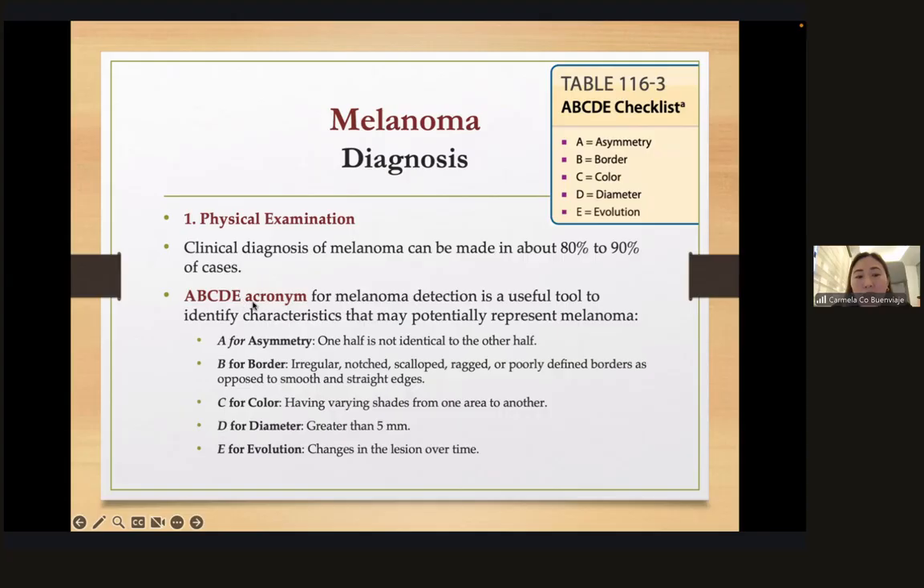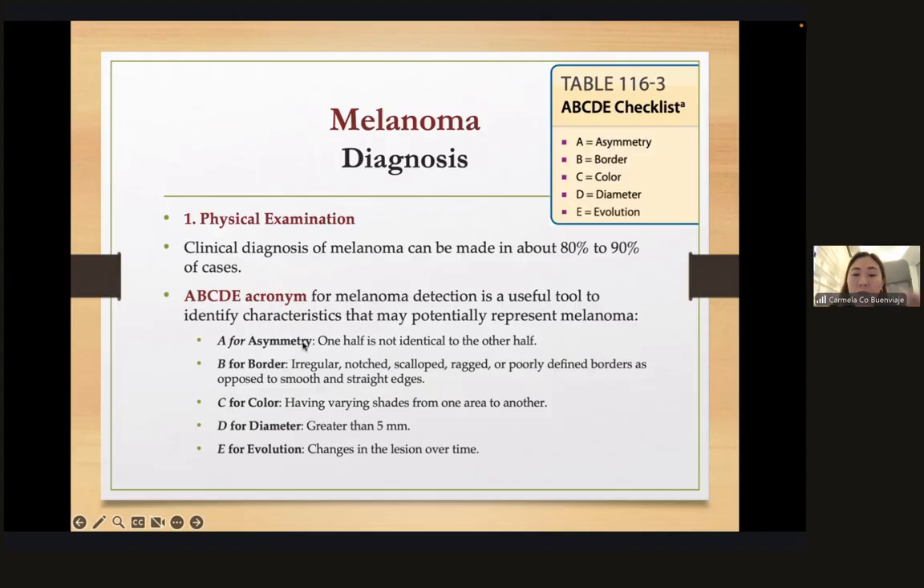So this is the important ABCDE acronym for melanoma that I mentioned earlier. It's for us to detect. It's a useful tool to identify characteristics that may potentially represent melanoma. So first, A is for asymmetry. B is for border, C is for color, D is for diameter, and E is for evolution.